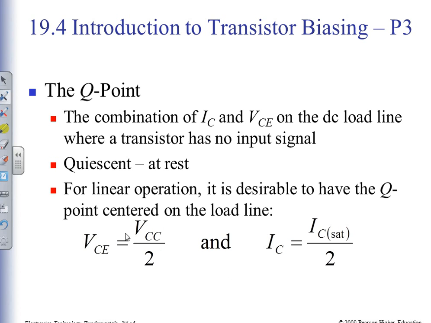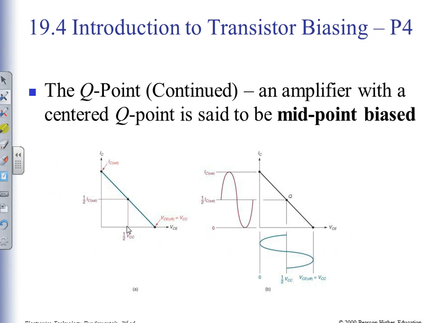So if I take the voltage VCC, the voltage applied, and divide it by 2, and I take the saturation current and divide it by 2, then we've found the center of the load line, and that is where our quiescent point, our Q point, is. That's the point where this guy's at rest. So right there. Now I'm going to add some AC signal, going back and forth, trying to stay out of saturation, stay out of cutoff.